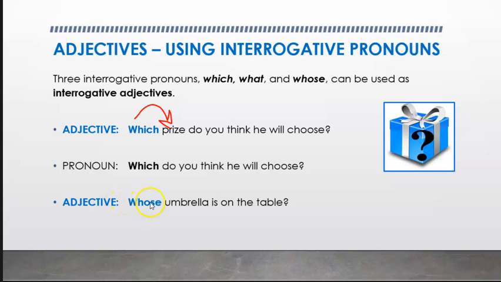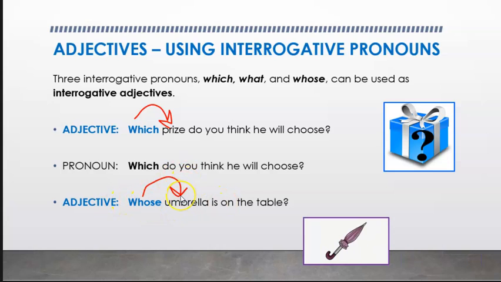Another example, whose umbrella is on the table? In this sentence, whose is modifying umbrella. The noun immediately follows it, and so therefore it's acting as an adjective. In this sentence, whose can that be? Right? It is actually replacing the word umbrella. We're just using the word whose, and therefore it is a pronoun.